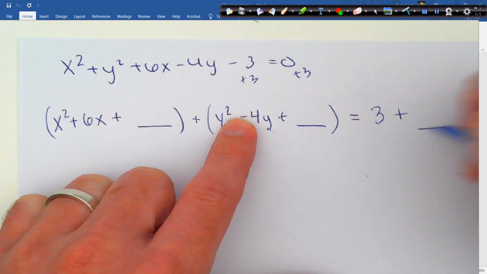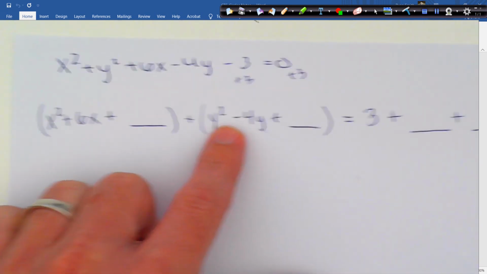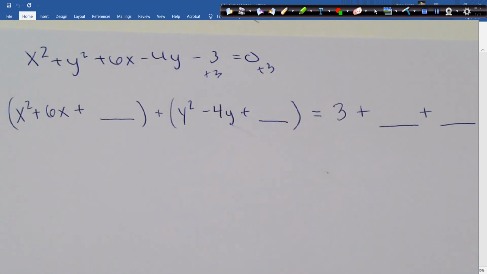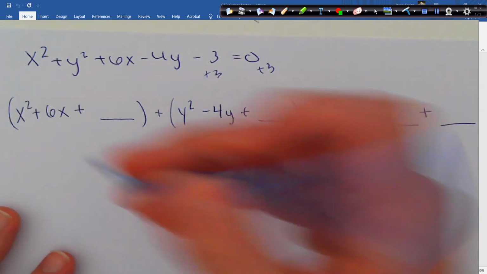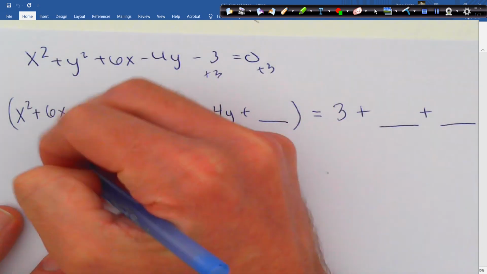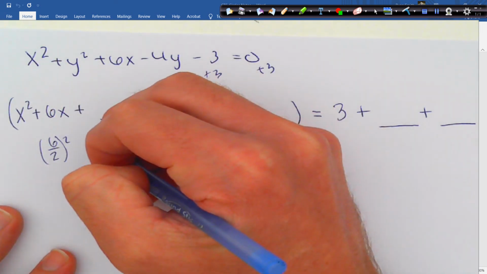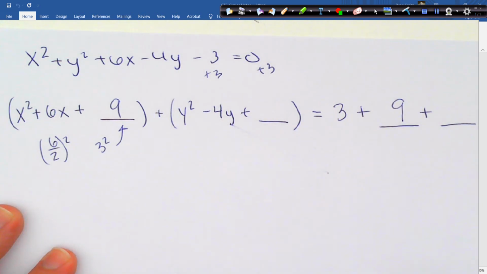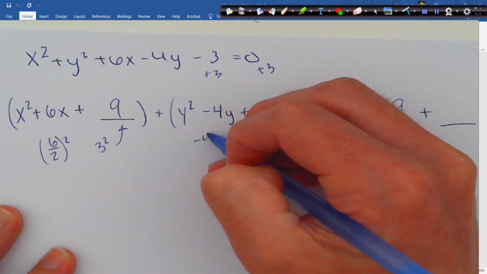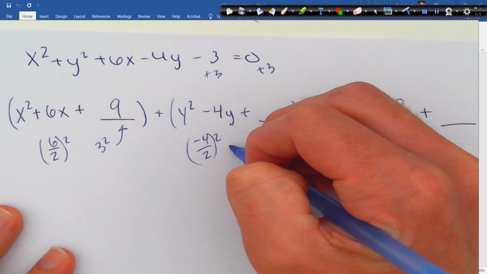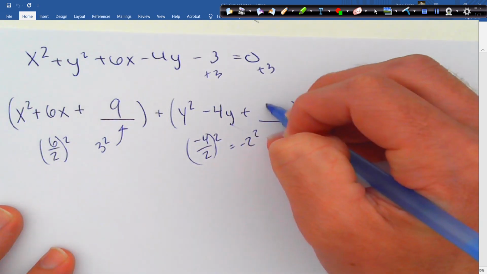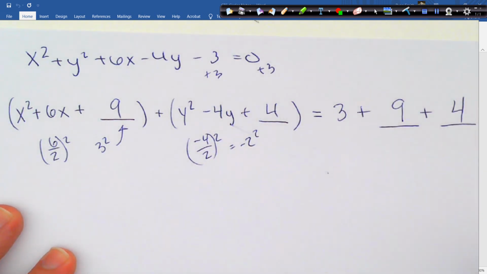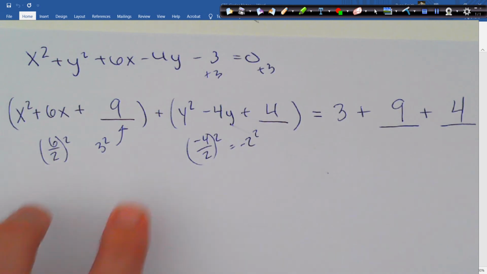And then I'm going to go plus, because remember, whatever I do on one side, I have to do the other. So b divided by 2 is going to be 6 divided by 2 squared, which is going to be 3 squared, which gives me 9. But whenever I do it to one side, I do it to the other. And then here we get negative 4 divided by 2 squared, which is negative 2 squared, which is 4. And there we go.